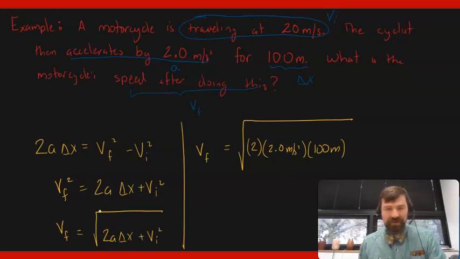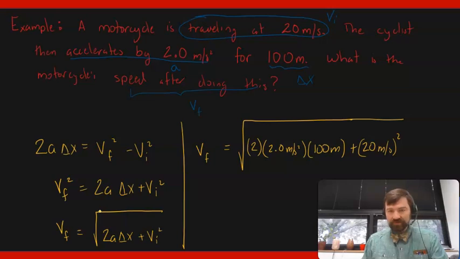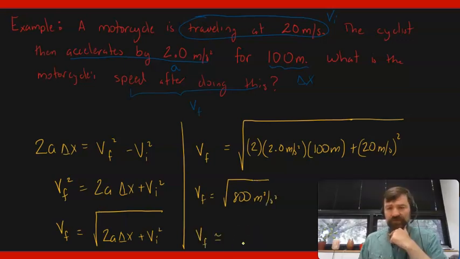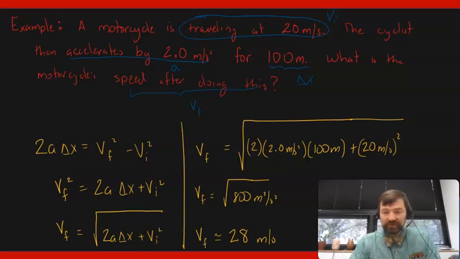Oops, I should have added v initial to both sides here. So plus v initial squared, which was 20 meters per second, squared. All right, well, this is 400, and this right here also is 400. So I have v final is the square root of 800 meters squared per second squared. That should, I believe, be about 28 meters per second. Well, my calculator says 28.28.